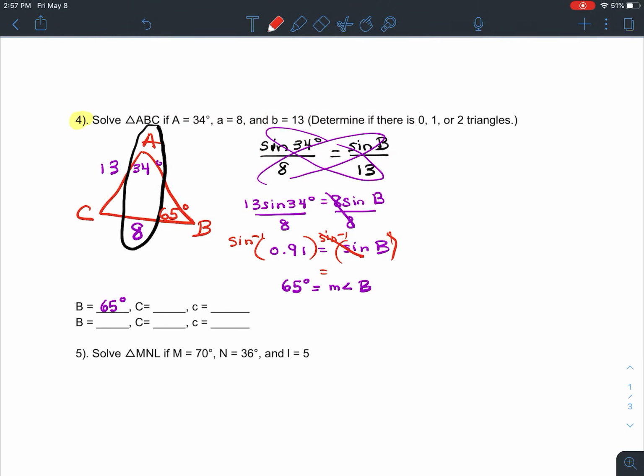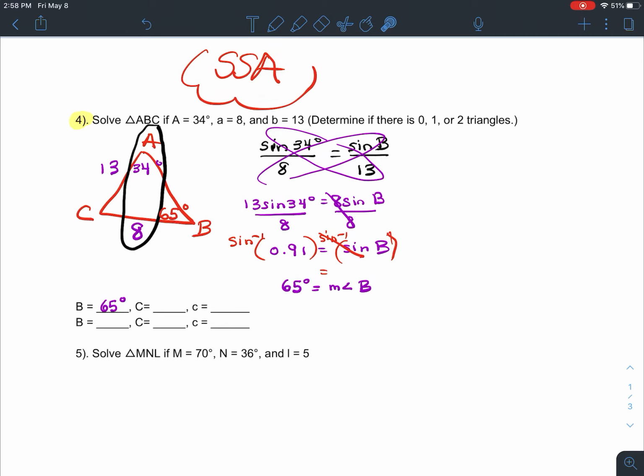Now there was this special case that Mrs. Pinion talked about. It's called the ambiguous case, and it's when you are given 2 sides that are right next to each other and then an angle not included in between those 2 sides. This is the only situation where you could have no triangles, 1 triangle, or 2 triangles.